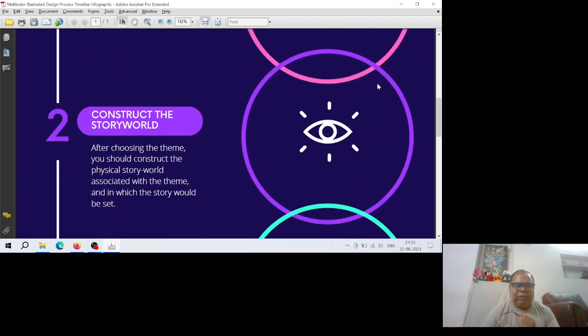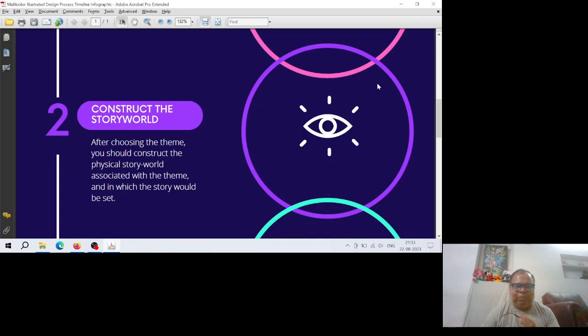After we have chosen the theme, the time has actually come to construct the story world in which we are going to set our story. Now, the story world is made up of the entire physical, as in material, as well as the ideological tenets that are going to govern this particular futuristic society.